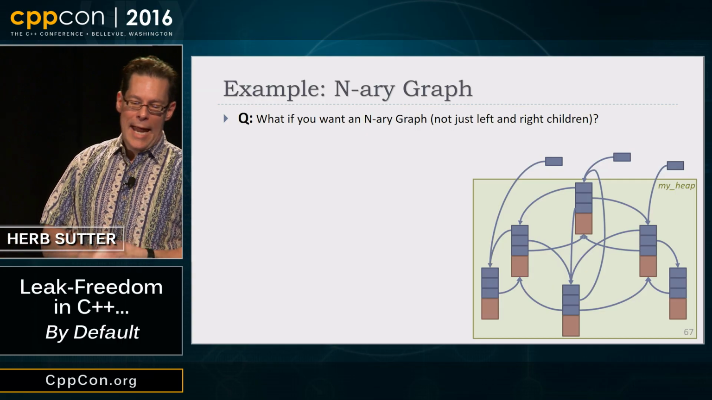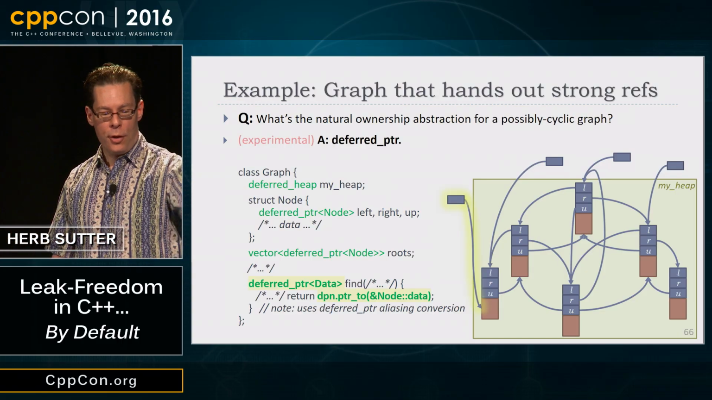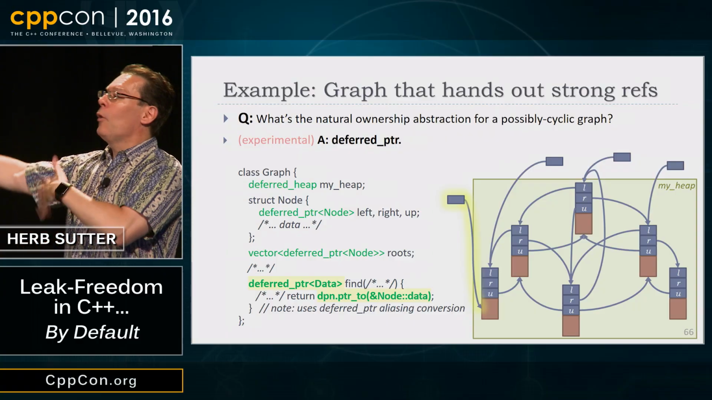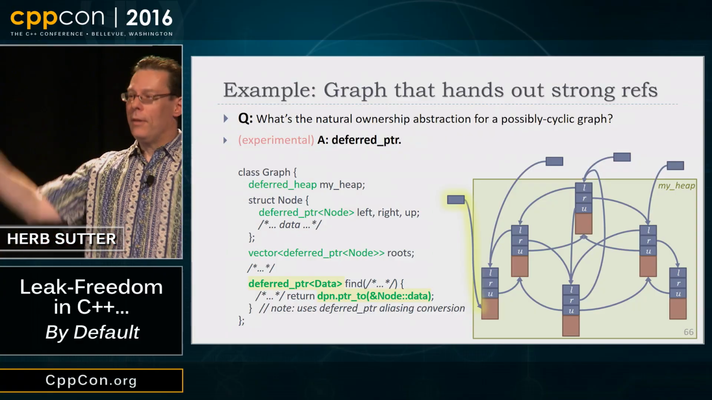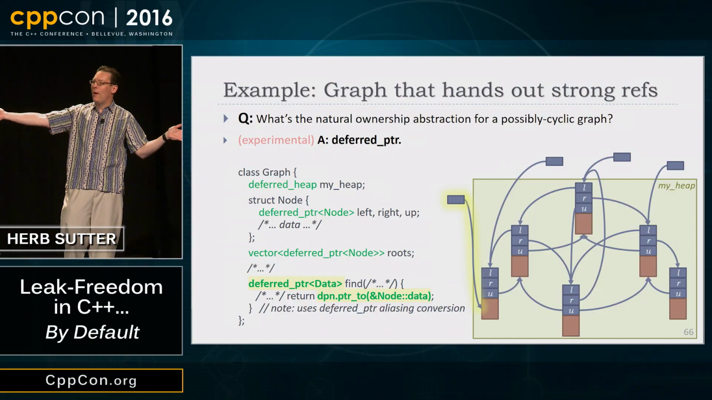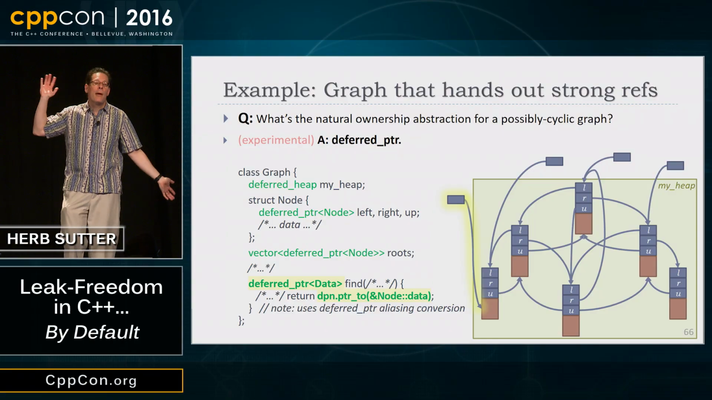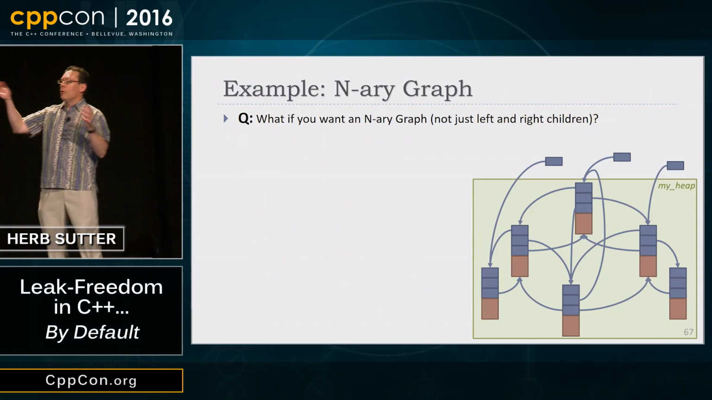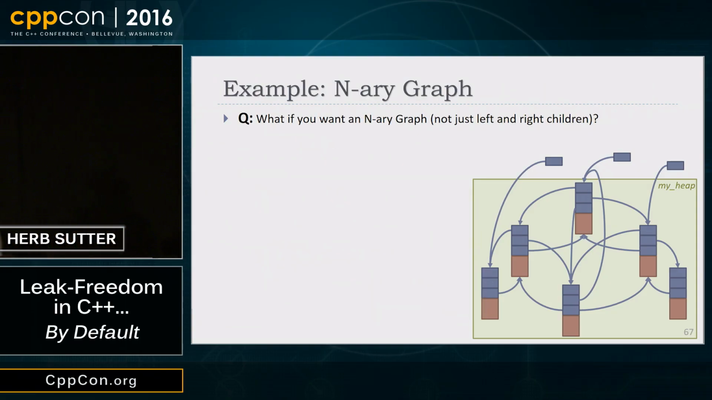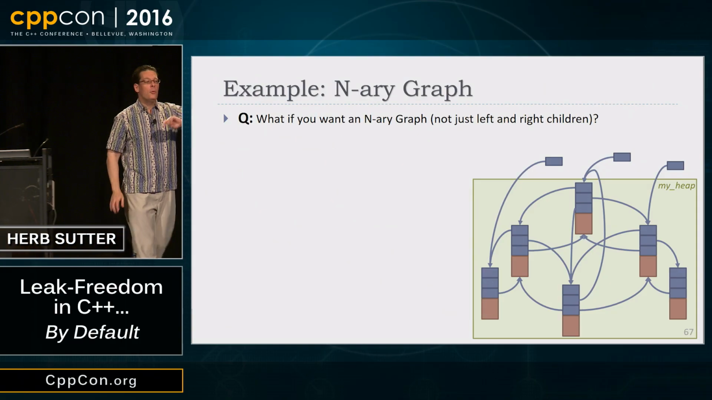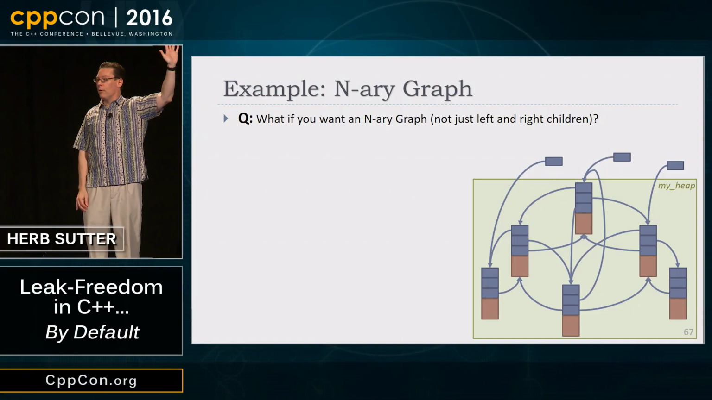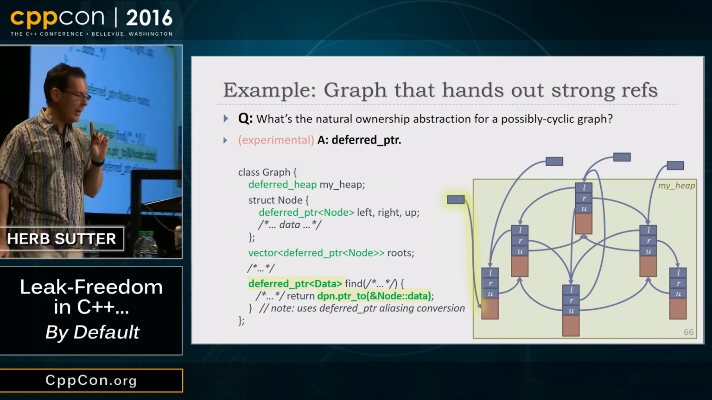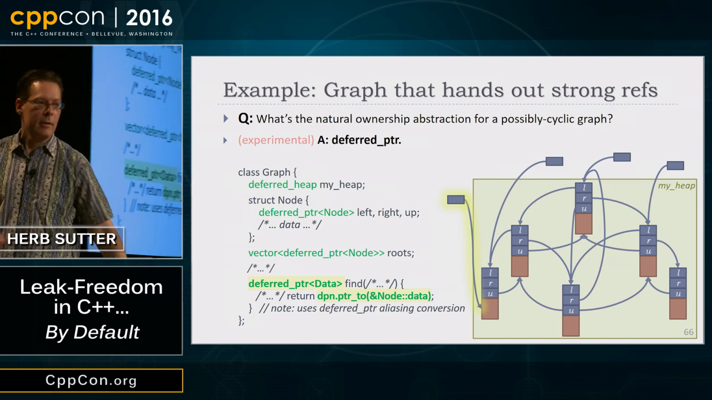Now, what if you want an n-ary graph? So before I showed just 3 deferred pointers, left, right, up, right? Sort of a holdover from binary tree, except that this really is a graph, but there's only 3 outbound edges. What if I might want 4 or 10? What should I do? Vector of deferred pointers. Who would think naturally vector of deferred pointers? Right? Now, let's go back to the previous slide. Is there a vector of deferred pointers, and what are its semantics?